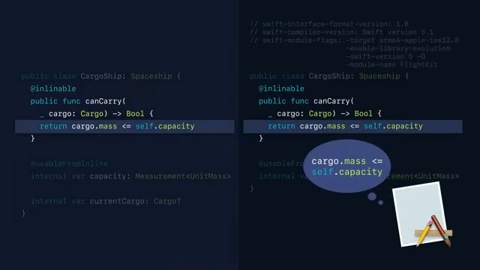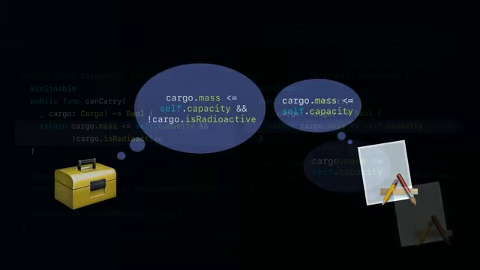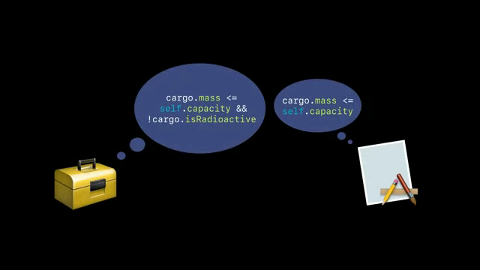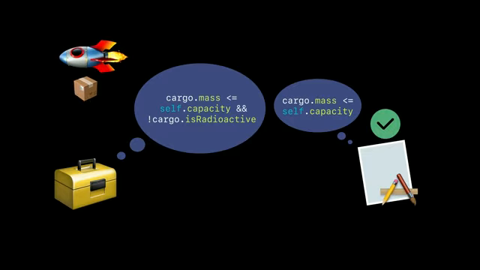For example, what if there's a new rule that says that cargo ships are not allowed to carry radioactive cargo? Well, in this case, we're going to run into trouble, because now two different parts of the program have different ideas about what this method is supposed to do. And on some inputs, they're still going to agree. For some regular cargo, both the client and the framework will say that it's OK.